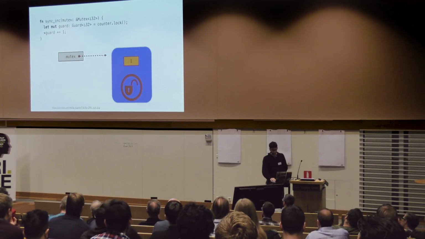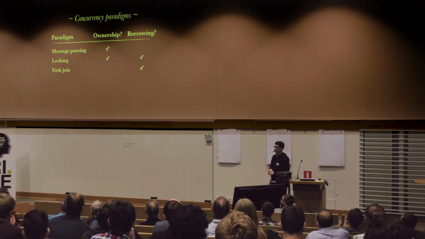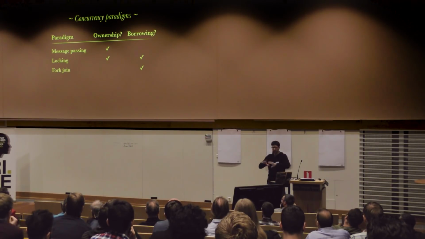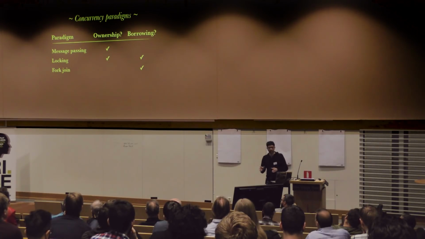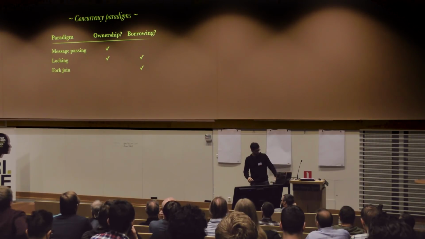All right, so that's locking. The last one I'm going to show you is fork join, which is a way to divide up data and access it. People sometimes call it data parallelism: you divide up data into discrete parts and process those parts independently.